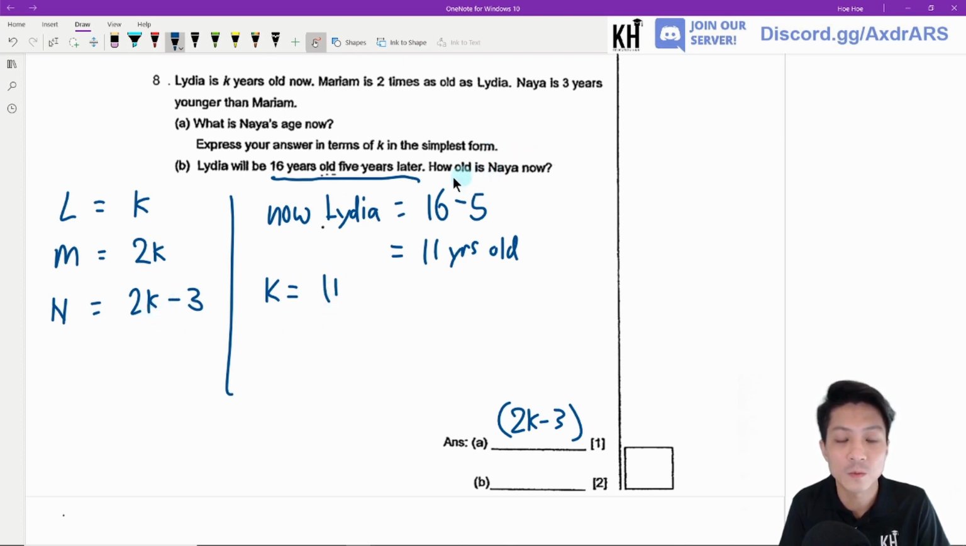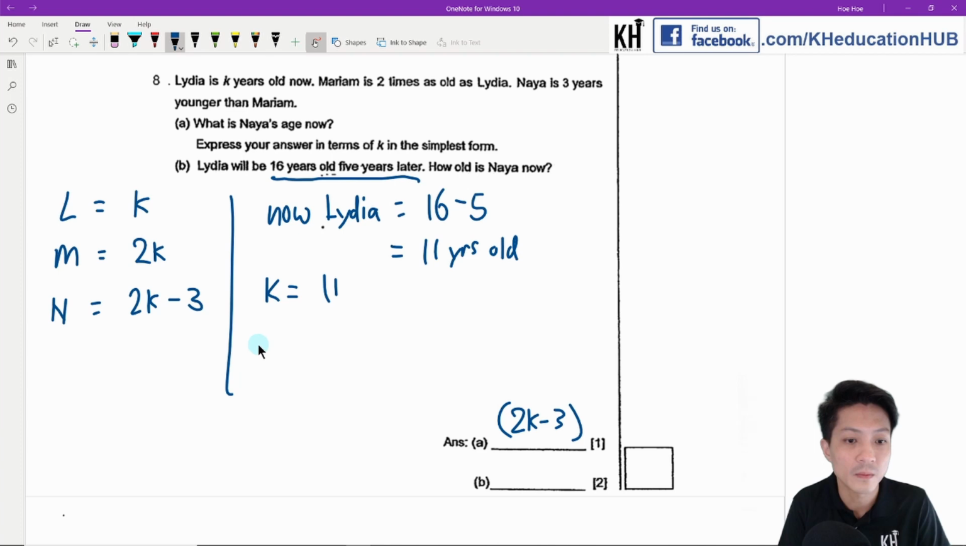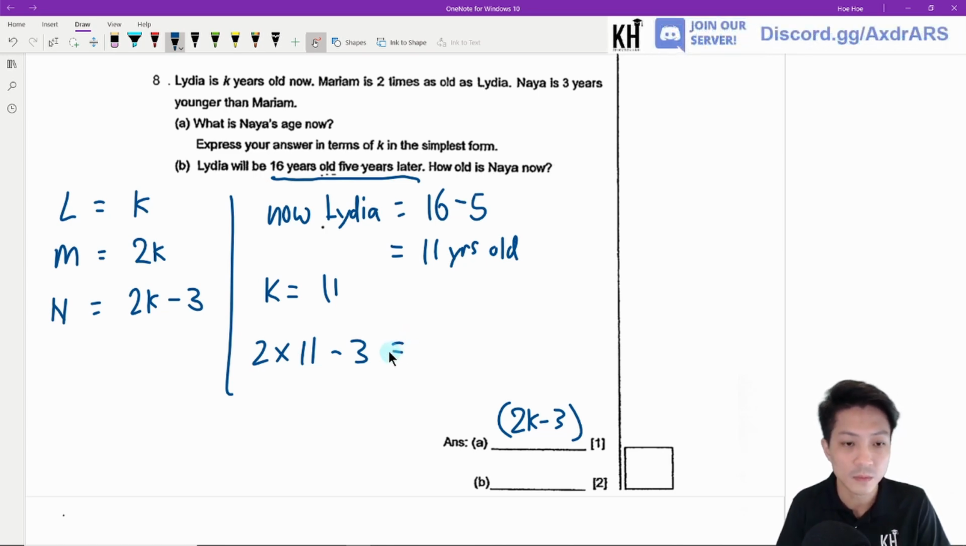Now, if we want to find out how old is Naya, we have to use 2 times 11, okay, minus 3. This will give me 19.